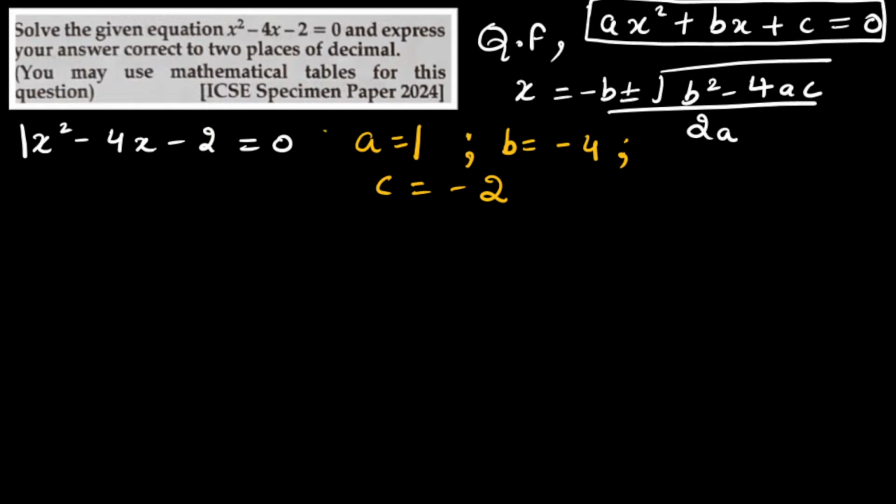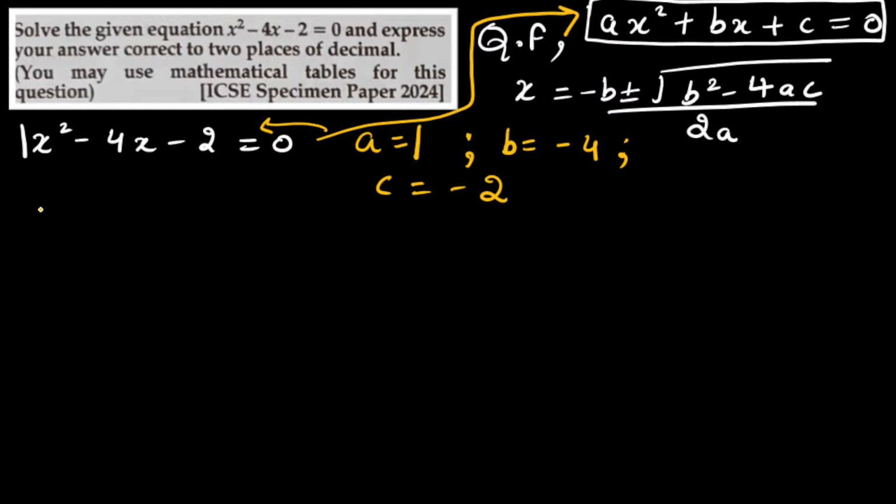From this quadratic equation, I have figured out the values of a, b and c because I have to compare with the standard form of the quadratic equation and write down the values of a, b and c. So the x square coefficient is a, the x coefficient is b, and the constant term is c.